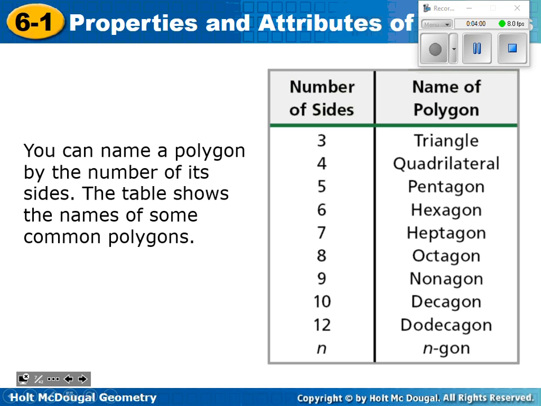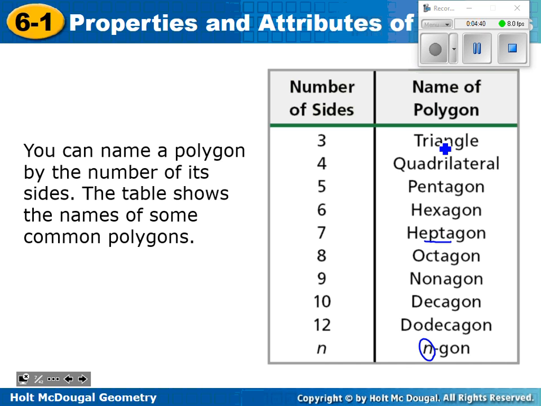These are the names that you are going to be required to have memorized. You must know these types of polygons. So a triangle is 3 sides, quadrilateral 4 sides, pentagon is 5, hexagon 6. Be careful when you spell heptagon. It's H-E-P-T. So heptagon. 8 is an octagon, 9 is a nonagon, 10 is a decagon, and 12 is a dodecagon. Anything above 12, we'll just write, for example, 13 would be a 13-gon. 17 would be a 17-gon. So we'll just call it an n-gon, and we'll plug in whatever number of sides it has.